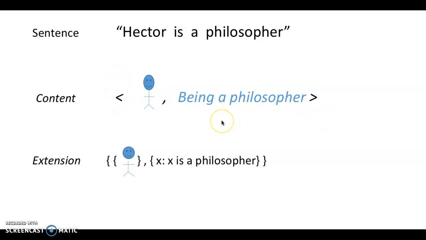In addition to that, one term that we introduced in the first video was the notion of an extension. An extension is just the referent of a linguistic expression. So the extension of the sentence "Hector is a philosopher" is just the set of Hector and the set of all individuals who are philosophers.